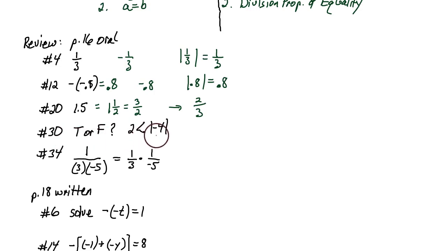Number 30 is a true or false question. 2 is less than the absolute value of negative 4. Let's rewrite that expression as 2 is less than 4. Then we can see that it's true. Number 34, is this statement true? Can this fraction be dissociated into the product of these two fractions? Yes, it can. That's true.